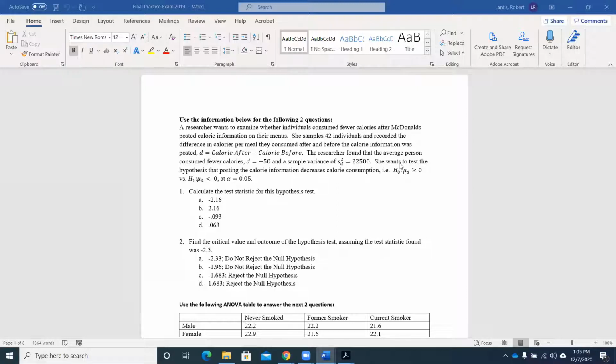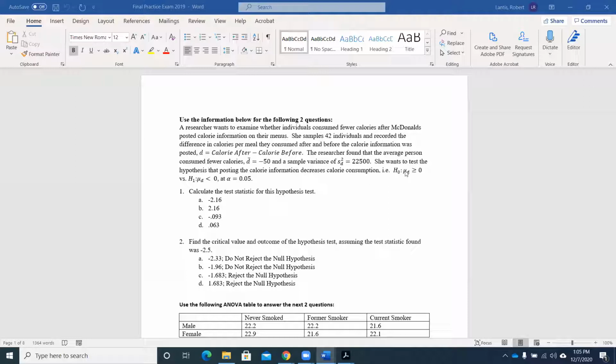And I'm giving you the hypothesis test here. So we want to test for whether or not calories have decreased, right? Whether or not this difference, the true difference, is less than 0, right? Because if it decreased, after would be less than before, and this difference would be negative.